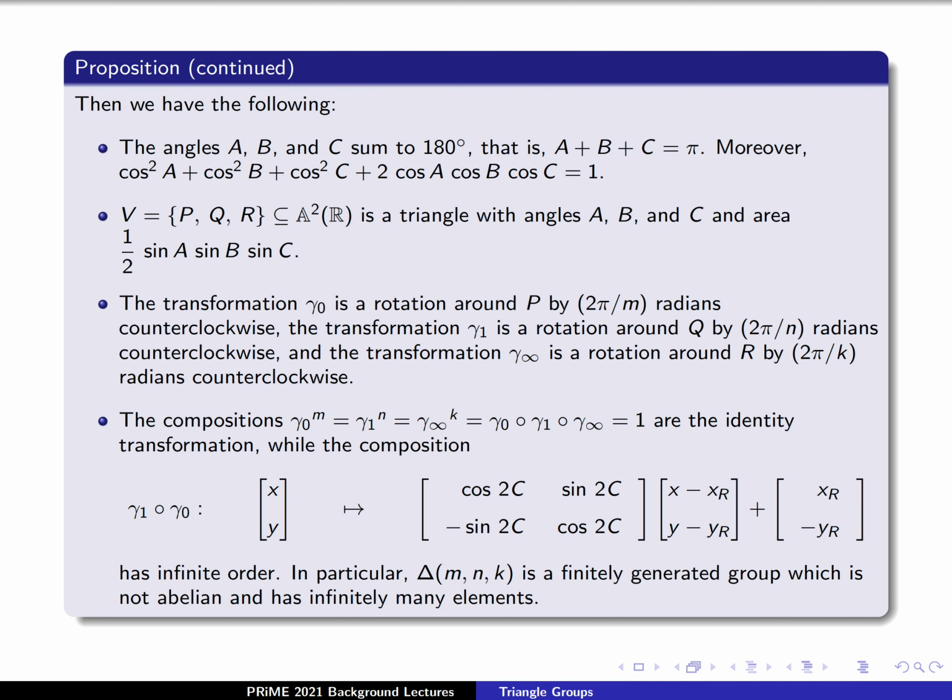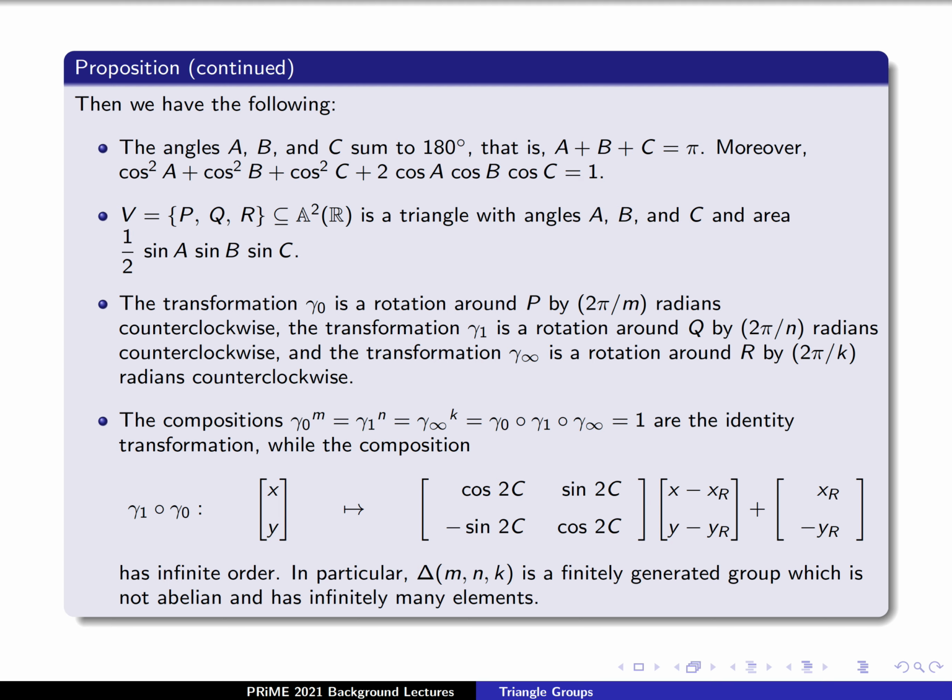We have the following properties. First, the sum of the angles is 180 degrees. That is, A plus B plus C equals pi. Second, these 3 points, P, Q, and R, form a triangle that has angles capital A, capital B, and capital C, respectively.